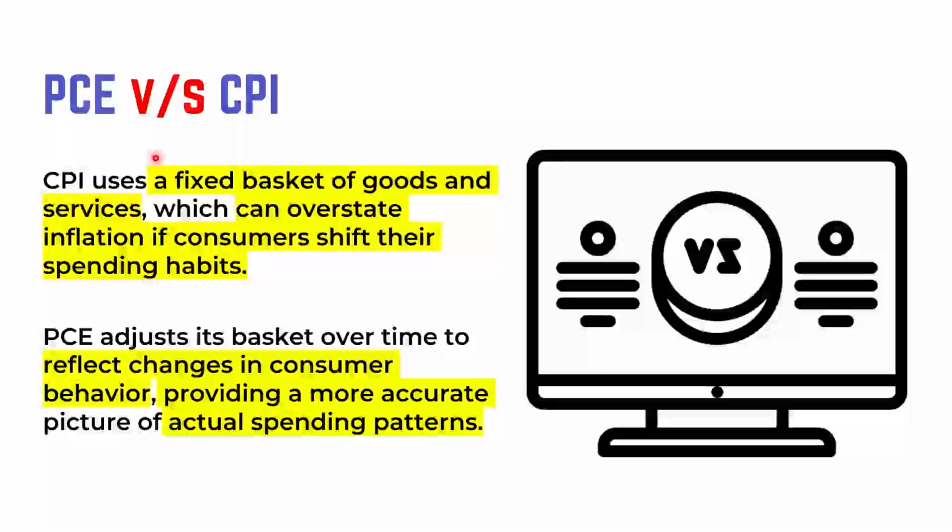CPI versus PCE, key differences. While both CPI and PCE aim to measure inflation, they differ in scope and methodology. CPI uses a fixed basket of goods and services, which can overstate inflation if consumers shift their spending habits. PCE, however, adjusts its basket over time to reflect changes in consumer behavior, providing a more accurate picture of actual spending patterns. Additionally, PCE includes a wider array of expenditures and is generally less volatile than CPI.